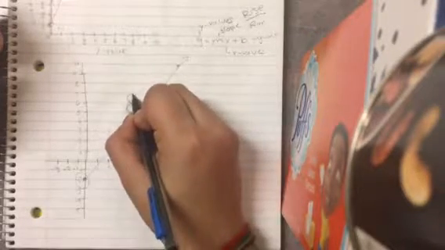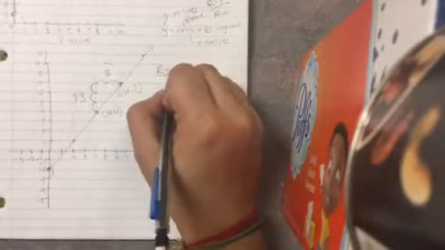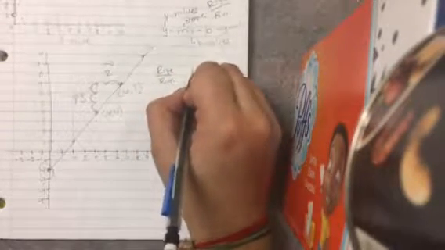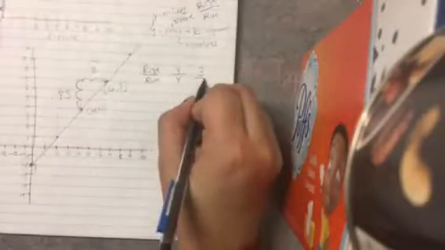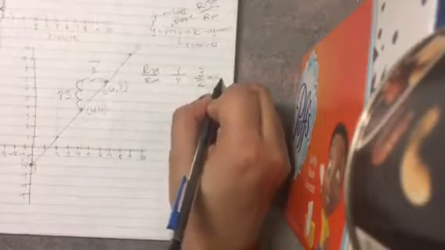So for rise we go 1, 2, 3. We rose 3, and our run is across: 1, 2. So in the y direction we went up 3, and in the x direction we went to the right 2. Rise over run is simply our y value over our x value. The y value we said was 3, and the x value we said was 2. So our slope is 3/2, or 3 over 2.